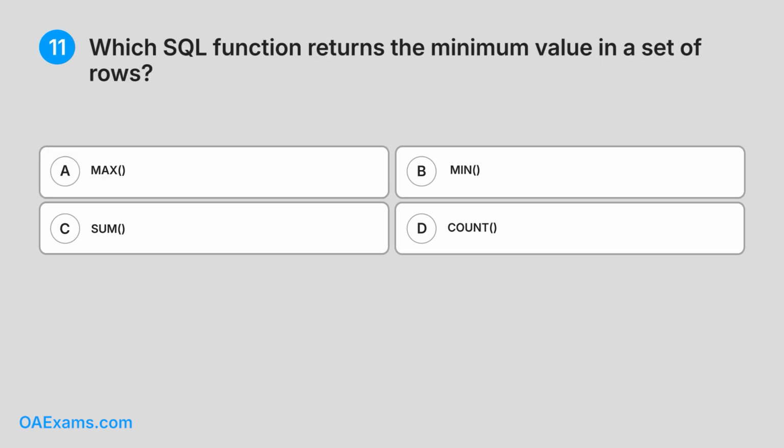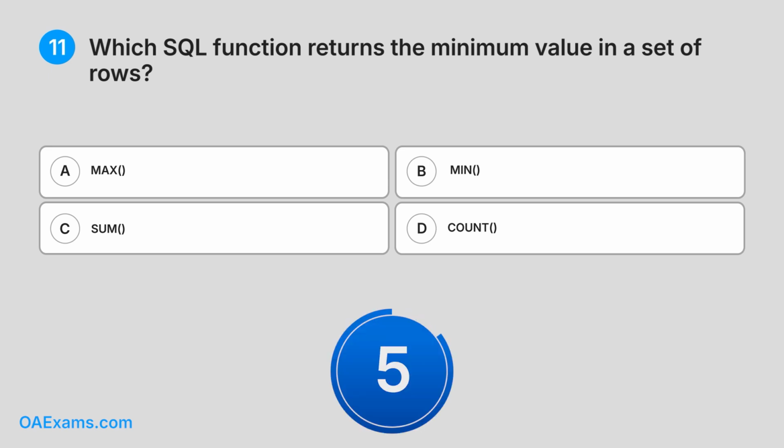11. Which SQL function returns the minimum value in a set of rows? A. Max. B. Min. C. Sum. D. Count. Do you know the answer?